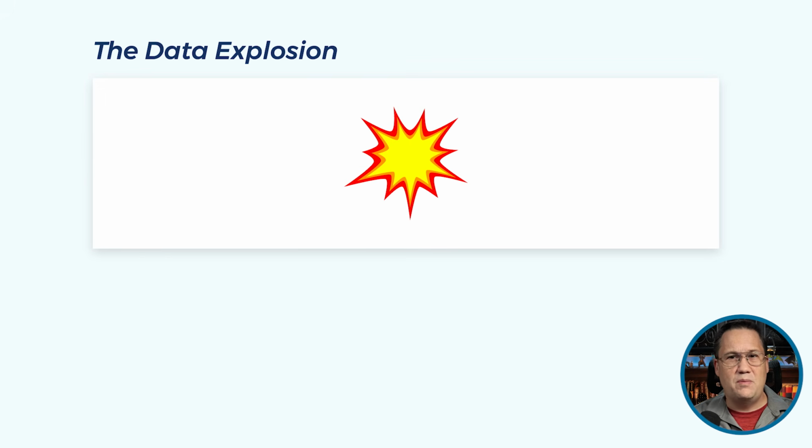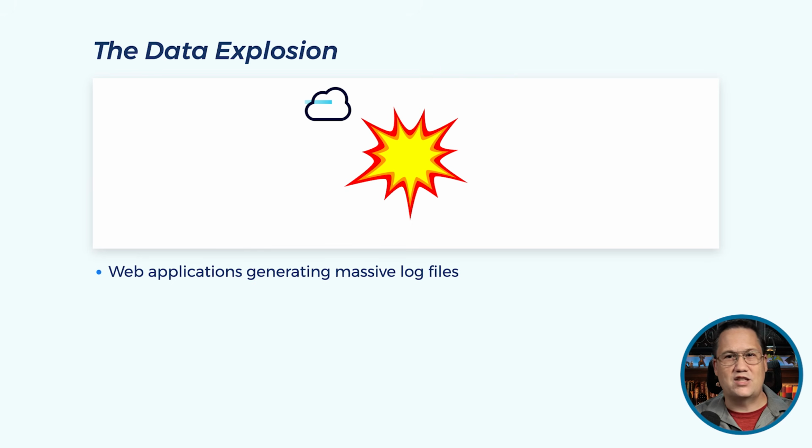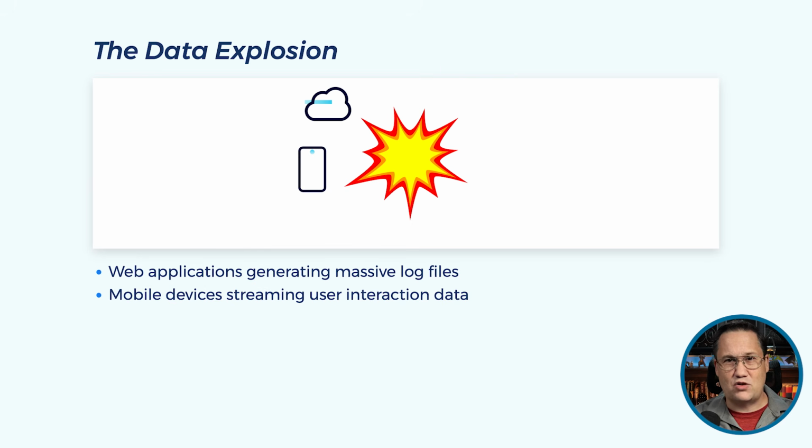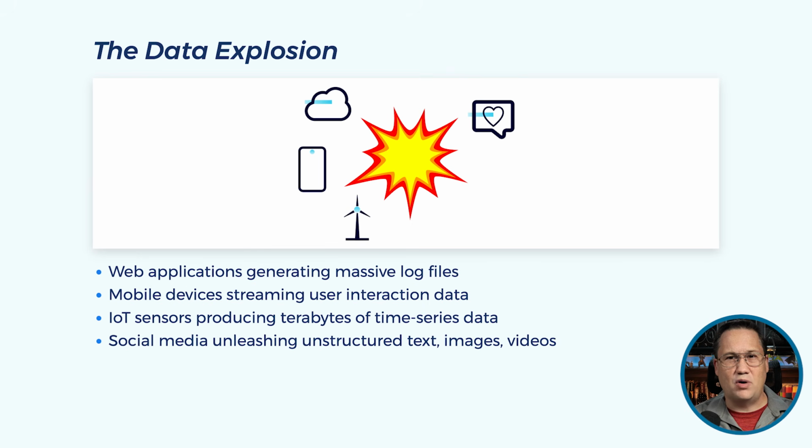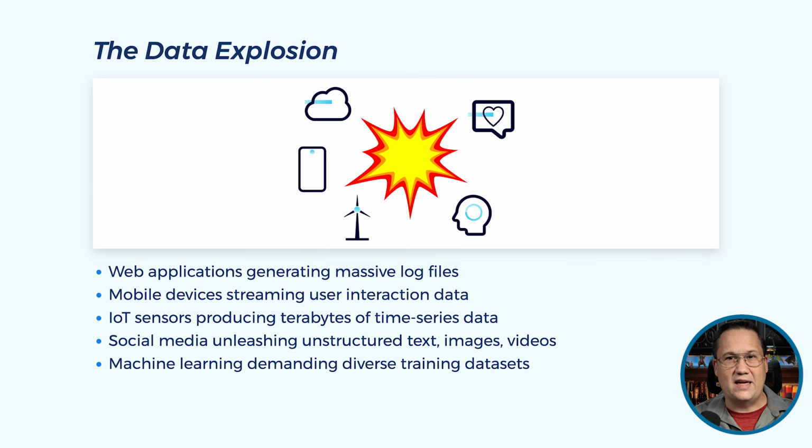As the internet grew, people began using it in more of their daily life. Meanwhile, businesses tried to capture more attention from them and recorded every interaction in extensive log files. Mobile devices created streams of user activity. Internet of Things sensors produced time series measurements. And social media brought unstructured text, images, and videos. Today, machine learning is demanding even more to create diverse training datasets. We are capturing more data than anyone anticipated, and it doesn't fit into rows and columns anymore.